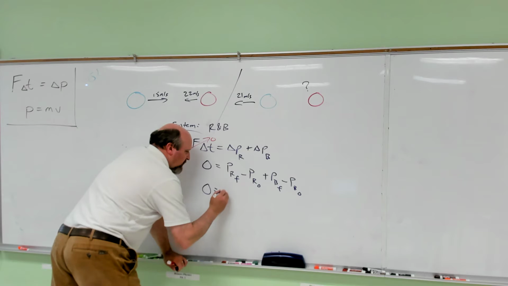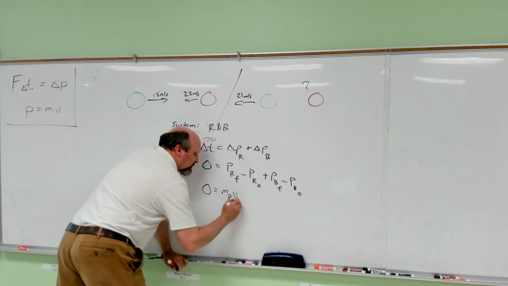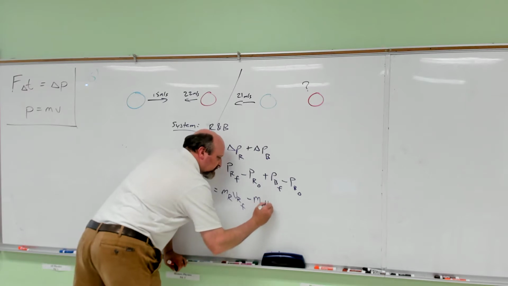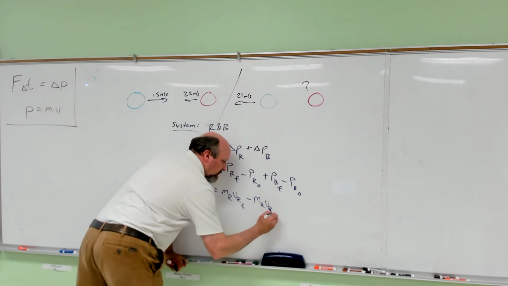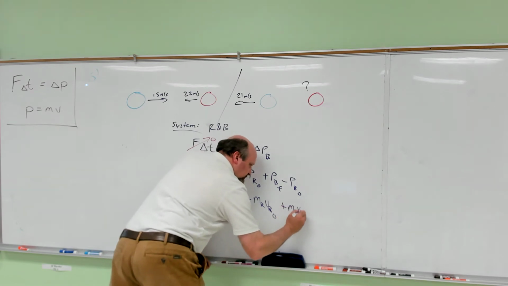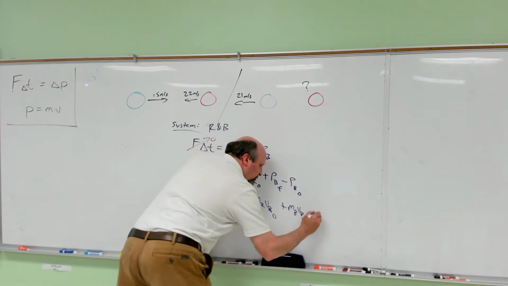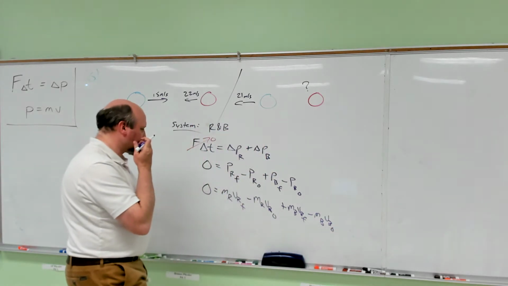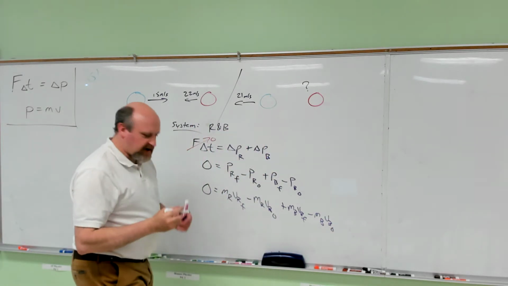I can go ahead and put in my mv terms now. This is going to be mass of the red times velocity of the red at the end, minus mass of the red times velocity of the red at the start, plus mass of the blue times velocity of the blue at the end, minus mass of the blue times velocity of the blue at the start. I guess I was supposed to color code these blue and red for you. It's all right.